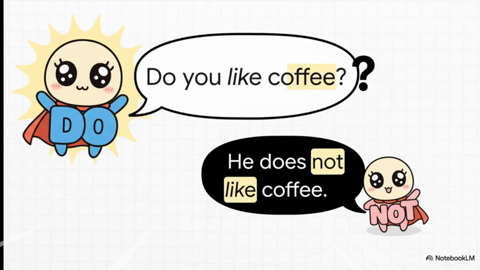Okay, now let's look at do. In a simple sentence like, you like coffee, there's no helper verb just hanging around. So what do you do if you want to ask a question? Bam! Do comes to the rescue. It's the default helper that jumps in to make it happen.